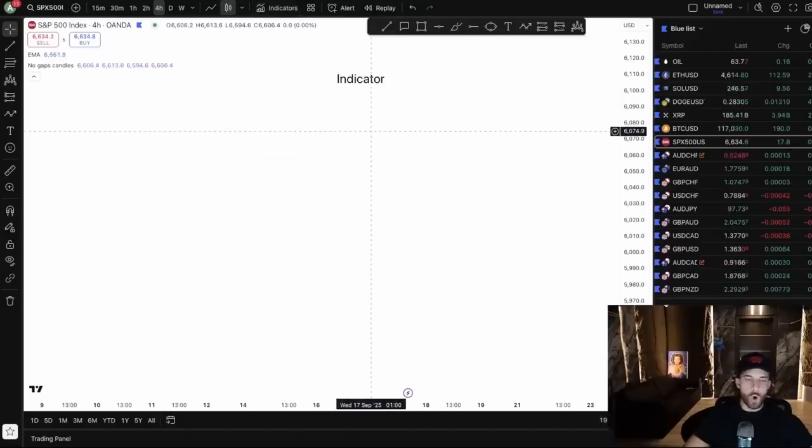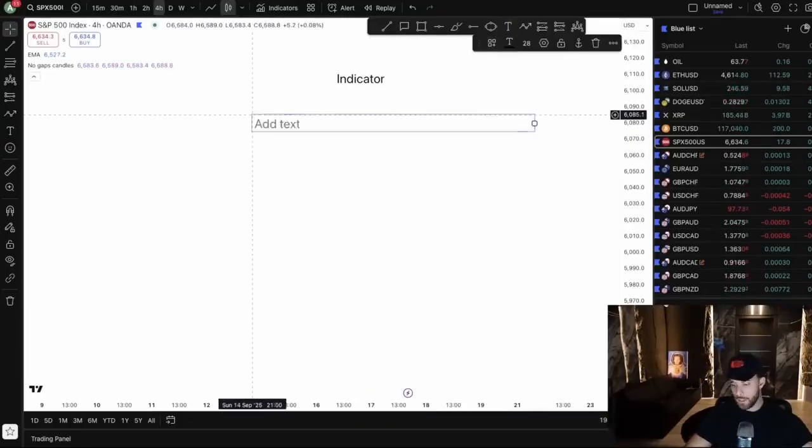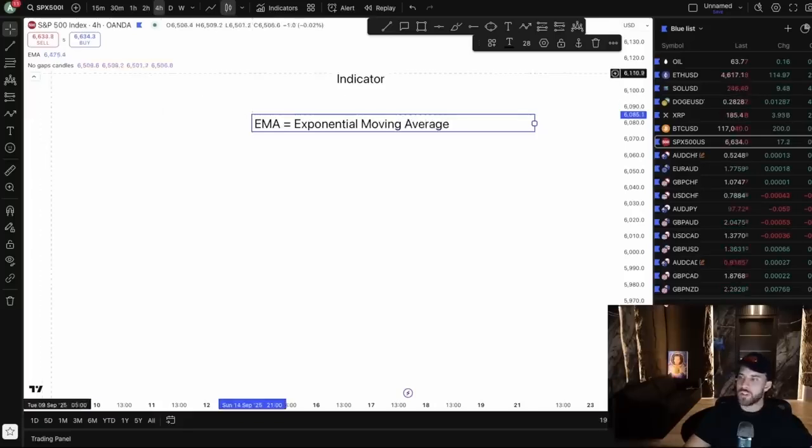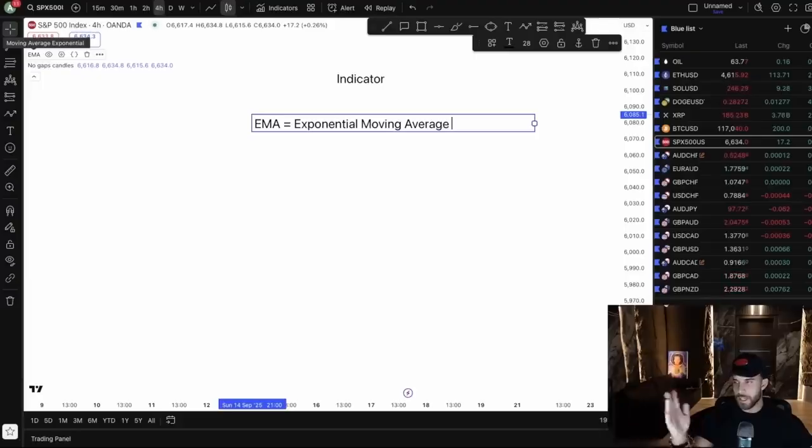Now, the only indicator that I personally use is the EMA, the exponential moving average. You guys can see it over here, EMA. So the moving average exponential. I don't know why it says EMA and then the wording of it is completely different, but it is the exponential moving average, or the moving average exponential. Potato, potato, the same thing, you guys understand.